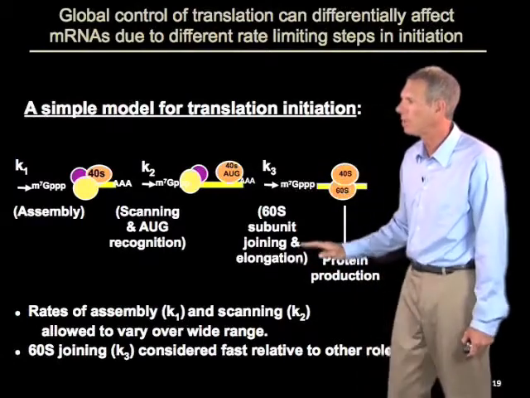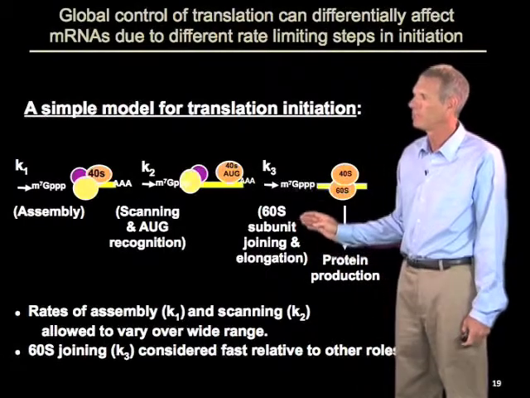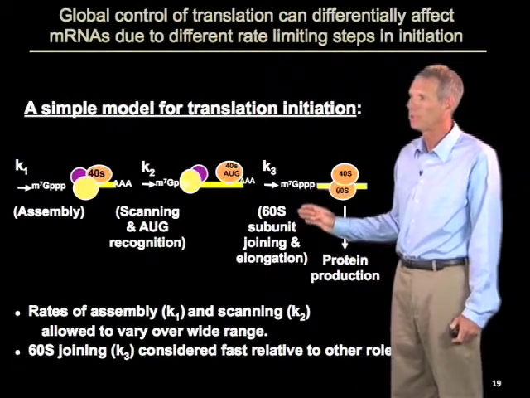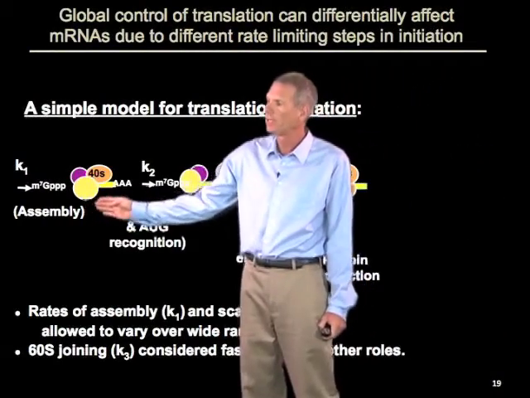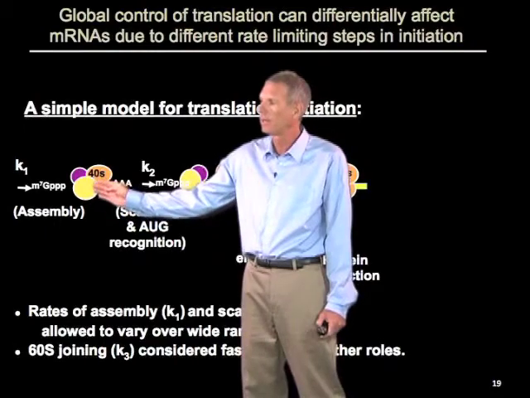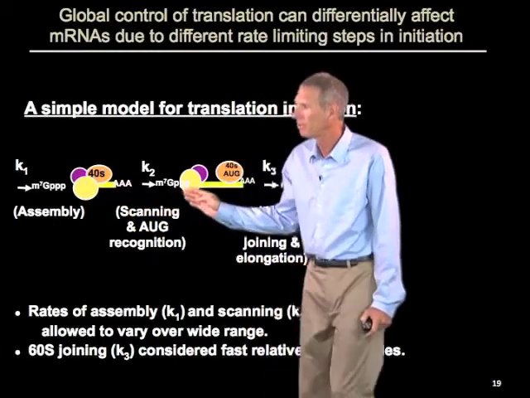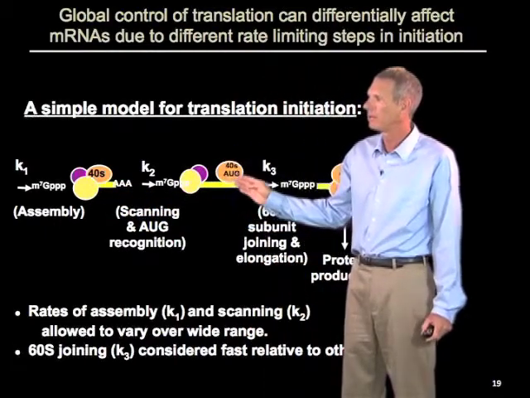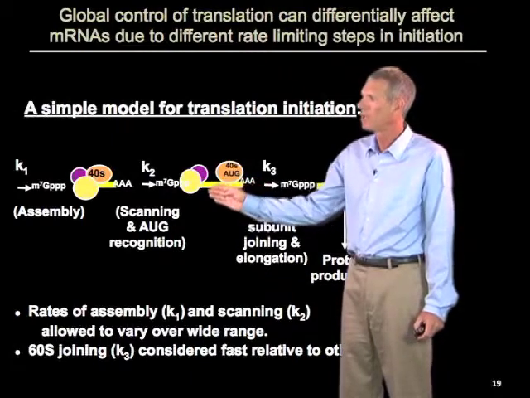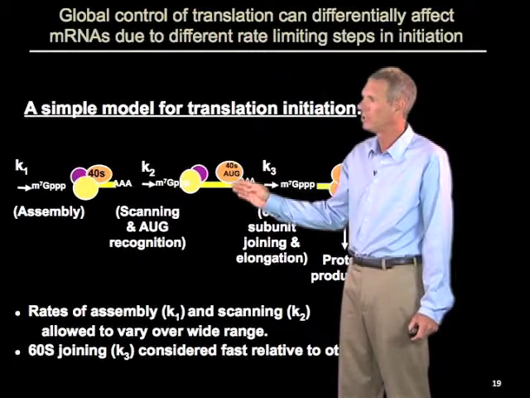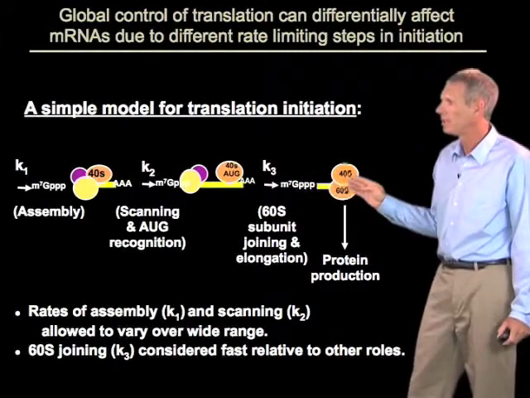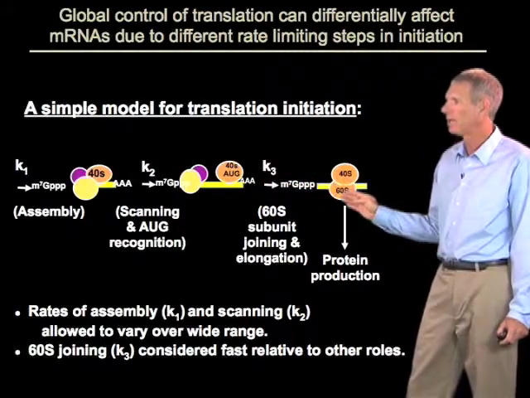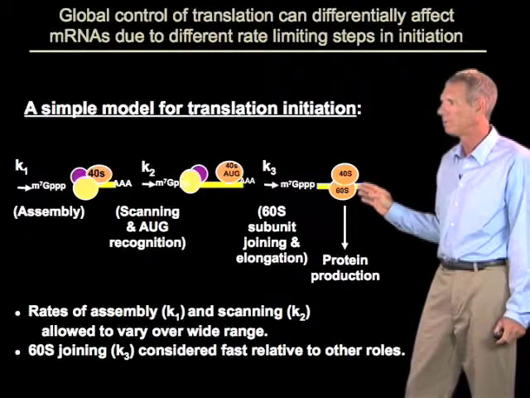So let's consider the process of translation in a very simplified view of having three discrete steps. In the first step, we would assemble this cap binding complex on the mRNA. In the second step, the small ribosomal subunit would scan down the message, find the AUG codon. And in the third step, the large ribosomal subunit would come in and allow for protein production to begin.